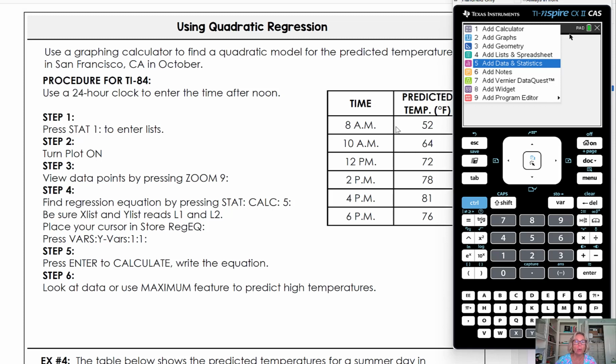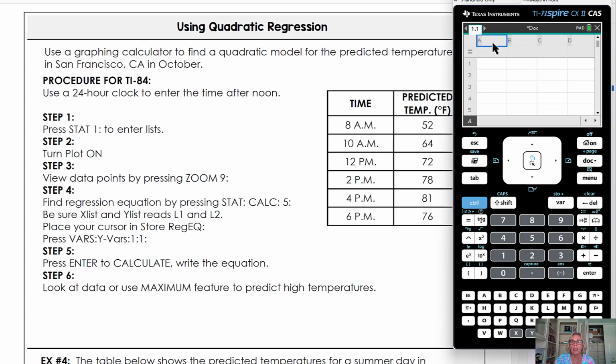Okay, in this example, we want to use the graphing calculator to find a quadratic model for the predicted temperature in San Francisco. And I've written the procedure for the TI-84, but I'm going to model on my Inspire over here. So the first thing I want to do is add lists and spreadsheets. And I'm going to put the x-axis as my time. I'm going to start out 8 a.m. as the 0 time. And then 10 a.m. would be 2 hours later.